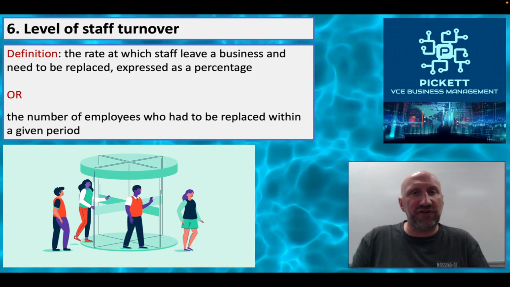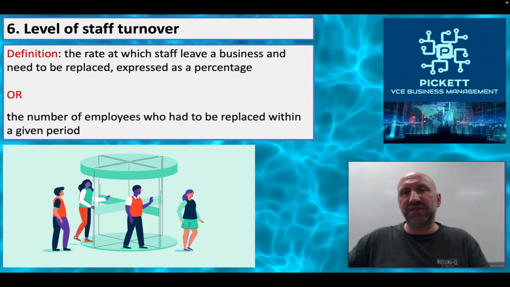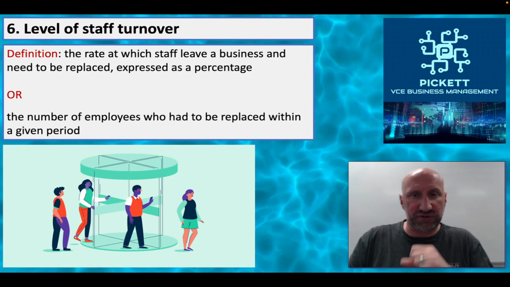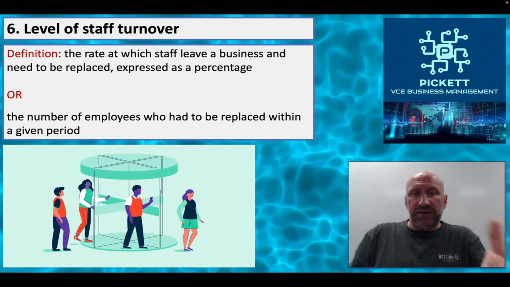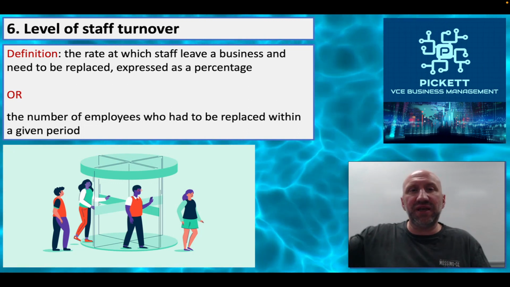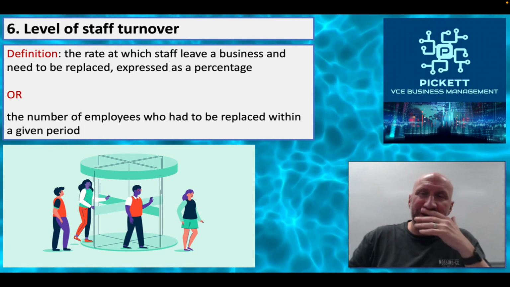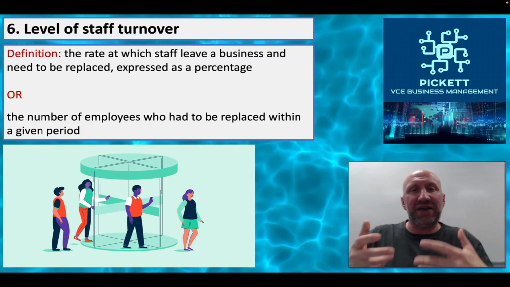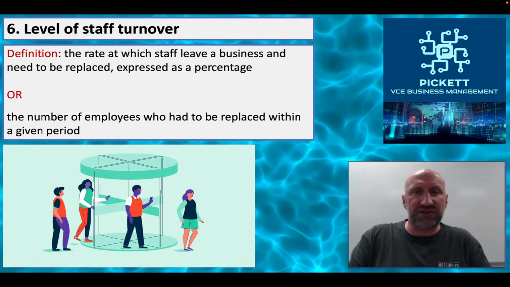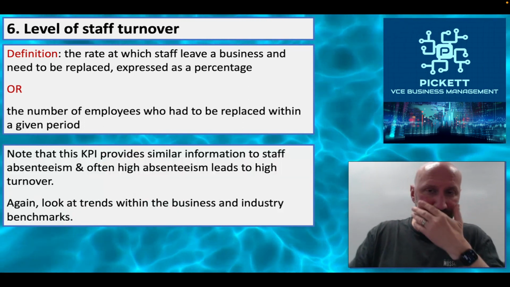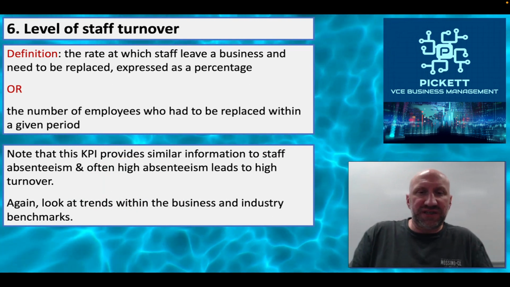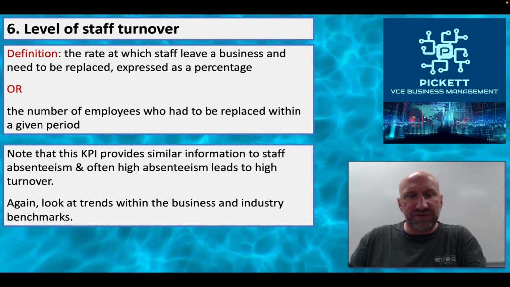Often people half define it as the number of people leaving a business. The part about which have to be replaced is essential, otherwise you don't score. Now, this one often follows: if absenteeism is increasing, turnover will often follow, because people start by taking sickies and then ultimately they leave the business. So this one is very closely linked to absenteeism. Similar information to staff absenteeism: high absenteeism leads to high staff turnover.